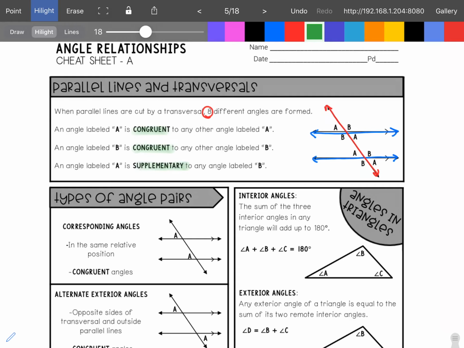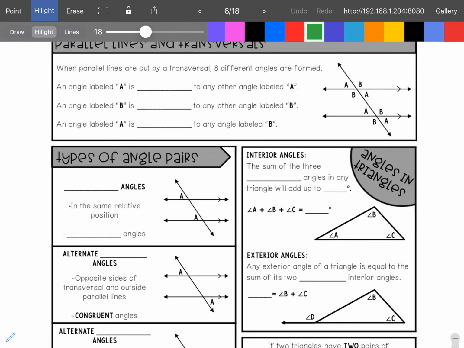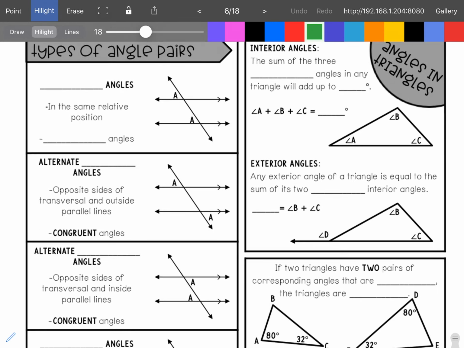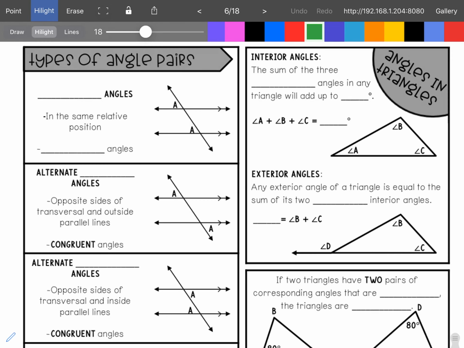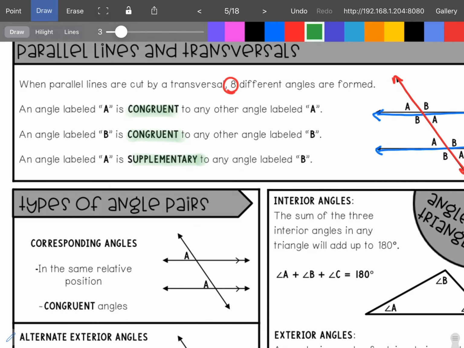Okay, now, you have just filled in the top part there. Remember, supplementary means that the angles add up to 180 degrees. So maybe we should add that in here. Supplementary means equals 180 degrees. And congruent means equal to each other.